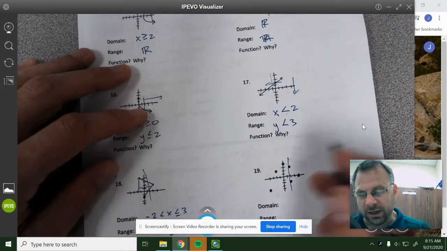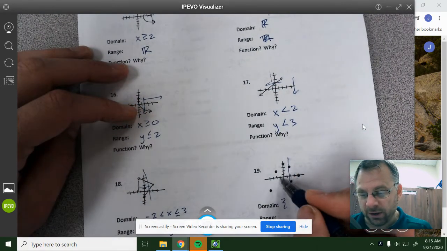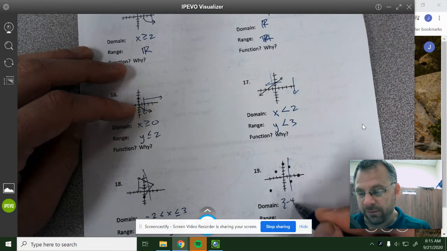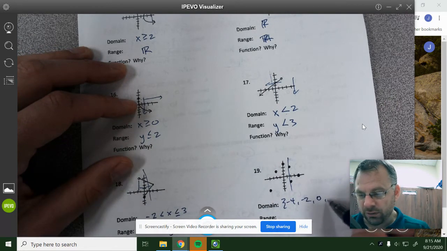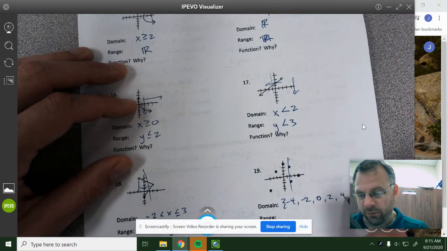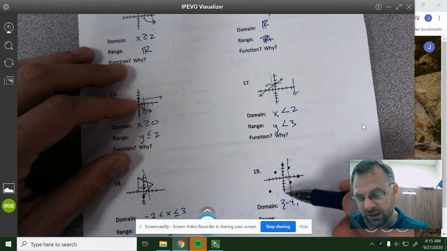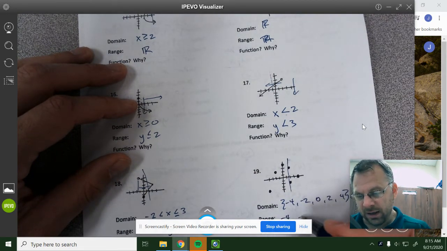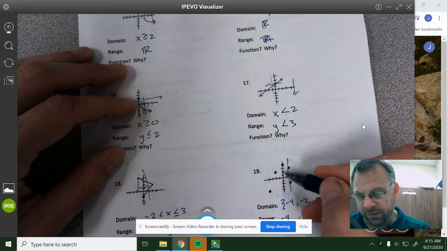Domain here, we're just counting points, right? Just like on the front. 1, 2, 3, 4. So -4, -2, 0, 2, and 4. And my range looks like -4 and -2 and 0, 3, 4, 5.